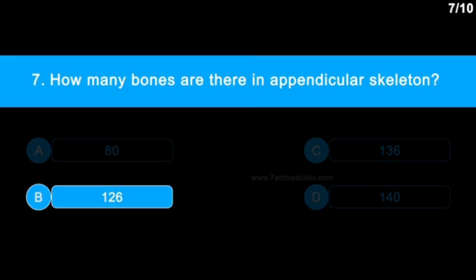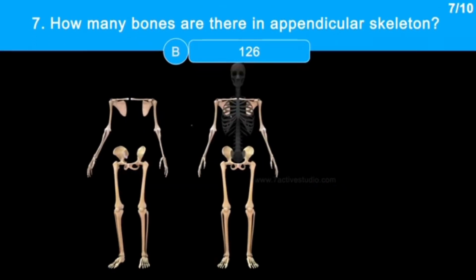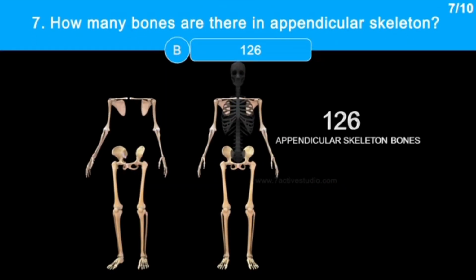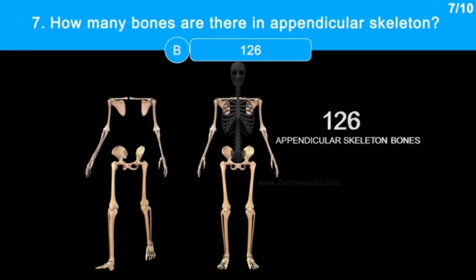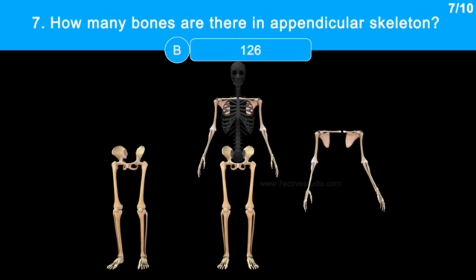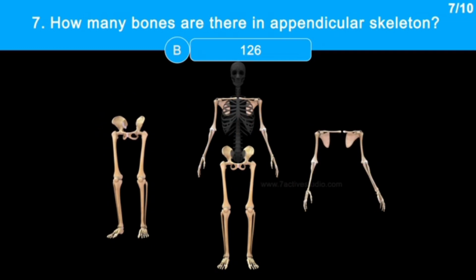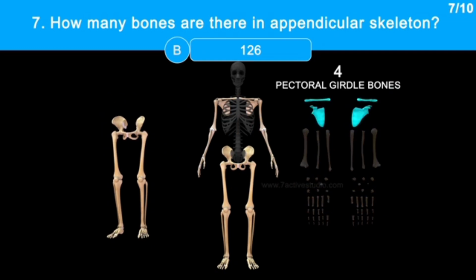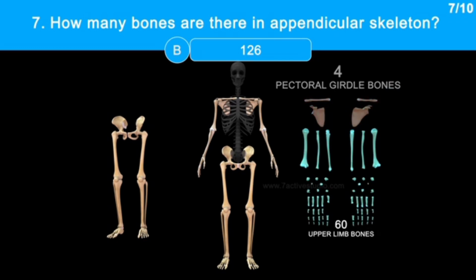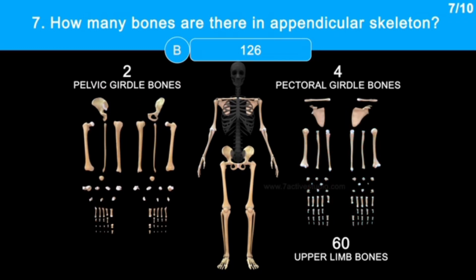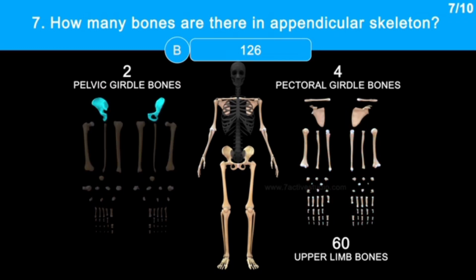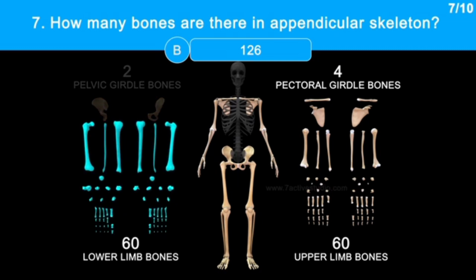The correct answer is option B, 126. Let's count them. There are a total of 126 bones in the appendicular skeleton. The human body has 2 arms and 2 legs. The different parts of the arms and legs have several bones. 4 pectoral girdle bones, 60 upper limb bones, 2 pelvic girdle bones, 60 lower limb bones.